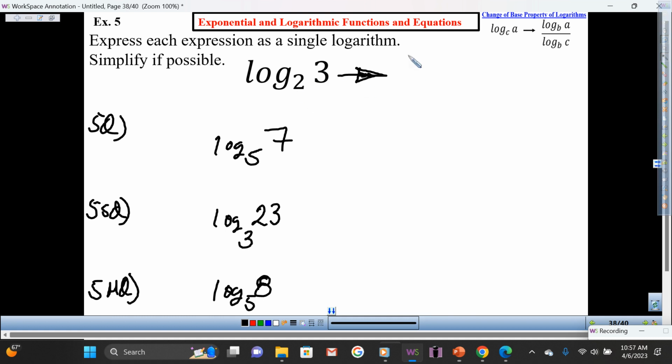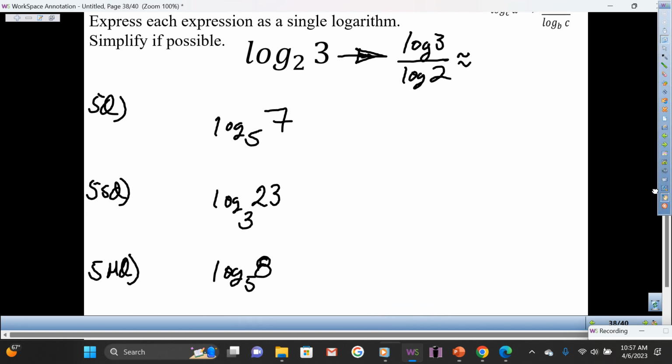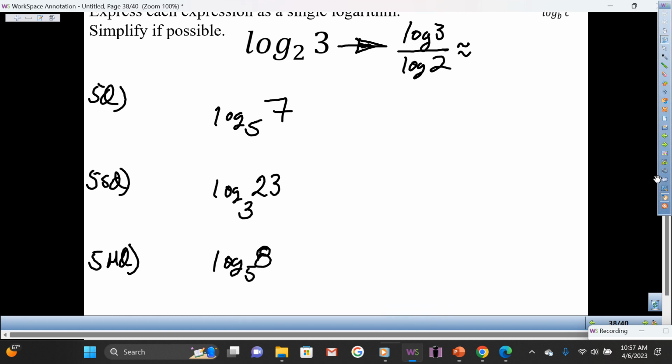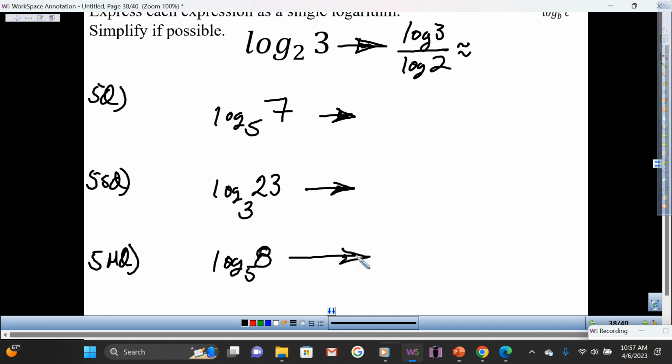All right, so let's rewrite the first one. It becomes 2 logs, so I have log 3 over log 2. Right now, I just want you to rewrite them, so rewrite the rest, please. And then I'm going to show you how to find the approximation in decimal form. All right, share with the neighbor, see what you got for the other three.